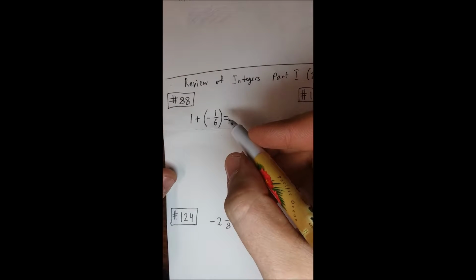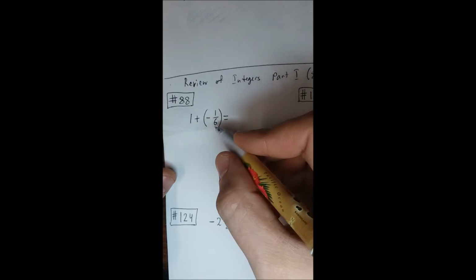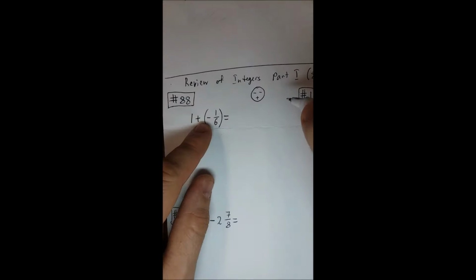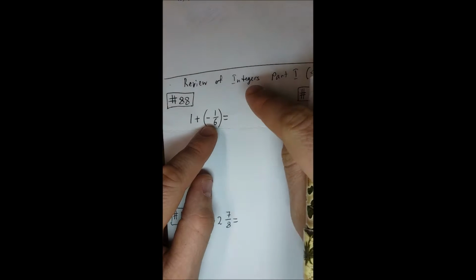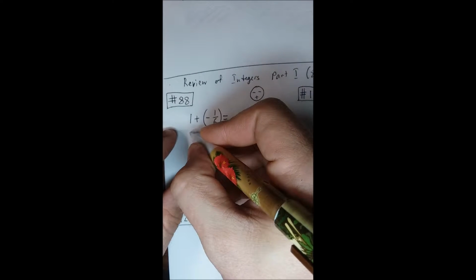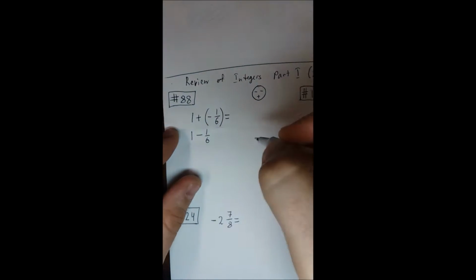Question 88. I'm going to do questions 88, 113, 124, and 138. So, question 88. 1 plus the fraction negative 1/6. First thing I want to do is draw a sleepy man, and this side is a plus and there's a minus. When there's plus and minus together, you can just replace it with a minus. So it's going to be 1 minus 1/6.